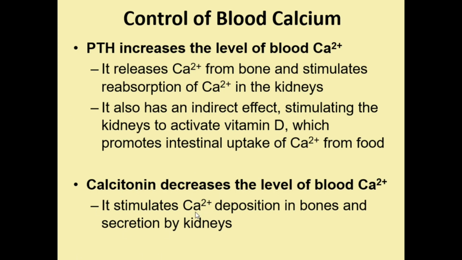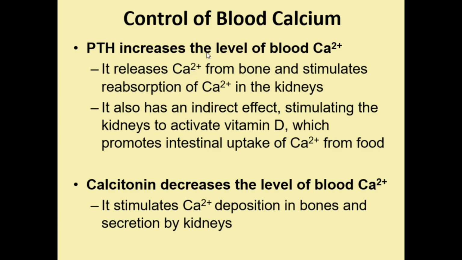We can get too much calcium in our blood though, and again, think about the relationship that it has with the solute concentration within our blood. So if we get too much, well, calcitonin will be produced, and this will decrease the level of blood calcium. And the main way it does this is to stimulate calcium deposition in bones.